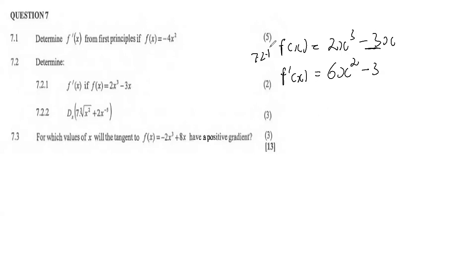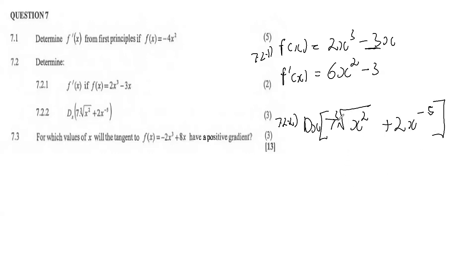Okay, so that's 7.2.1. Now for 7.2.2, note the format that they've given us. So that's d/dx, and then let's use a square bracket, because those are bigger brackets, and then we have the cube root of x² plus 2x to the exponent of negative 5, right? Now at this point, this is what you want to do.